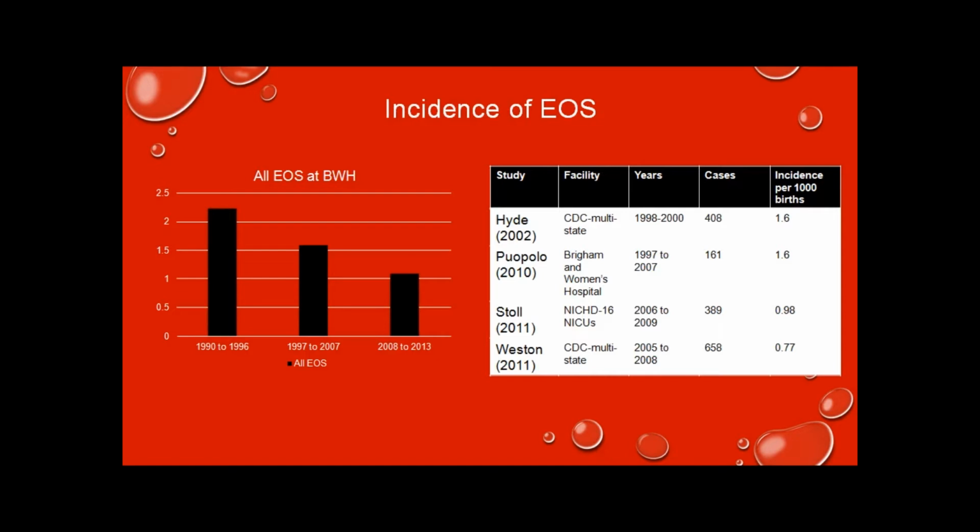And so when we look at incidence of EOS, this is a multi-state, a single center, the 16 NICHD hospitals and another multi-state study. Most of the literature you'll find reveals an incidence between 0.5 and 1 cases per 1,000 live births.